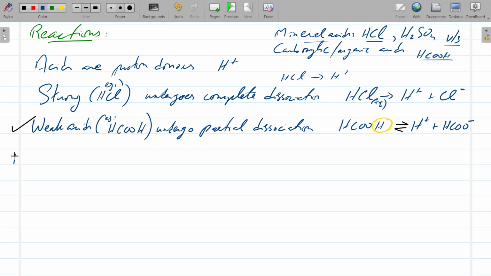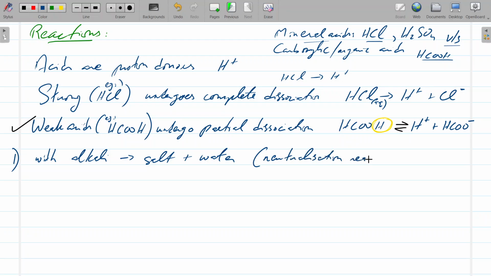And so it can react with an alkali. And remember, an alkali is a soluble base, and it can give you a salt plus water, right? And so what we're getting over here is a neutralization reaction, right? And the formation of water is important for neutralization, because the definition is the H and the OH combine to give you H2O.